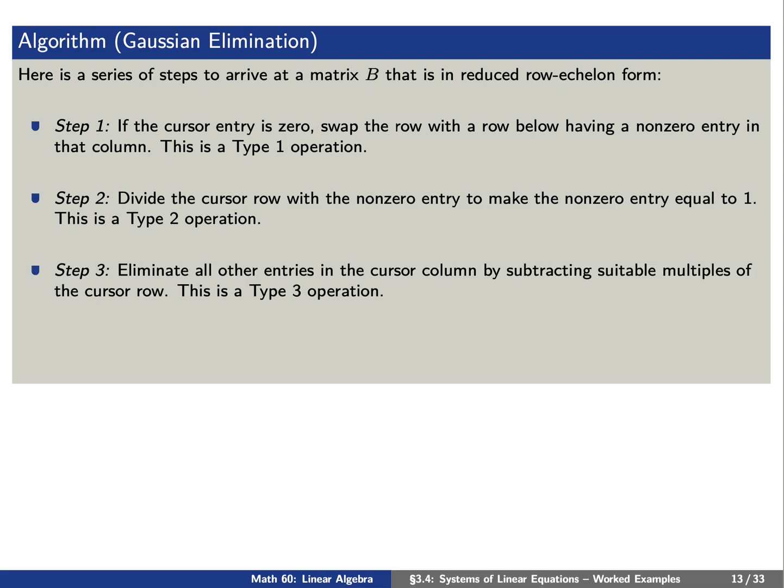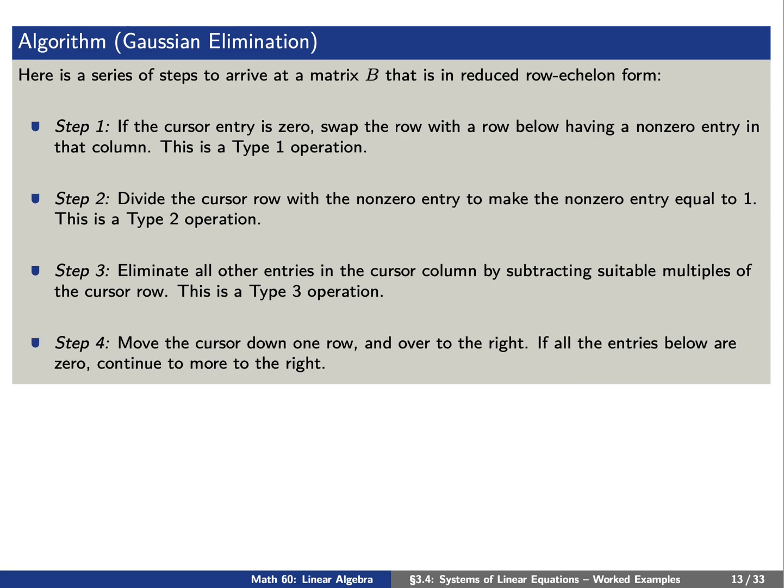Third, we'll now add multiples of this row to all of the other rows to make sure that this column only has one non-zero entry. This, of course, is a type 3 operation. Finally, we'll move to the row below and move our cursor over one entry to the right and perform these steps all over again.